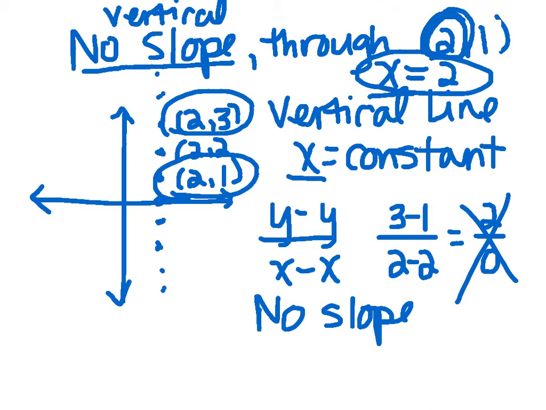If you get the clues that say slope is 0, right away that's code for y is always the same. And so it's the same y-coordinate as the point you're given.